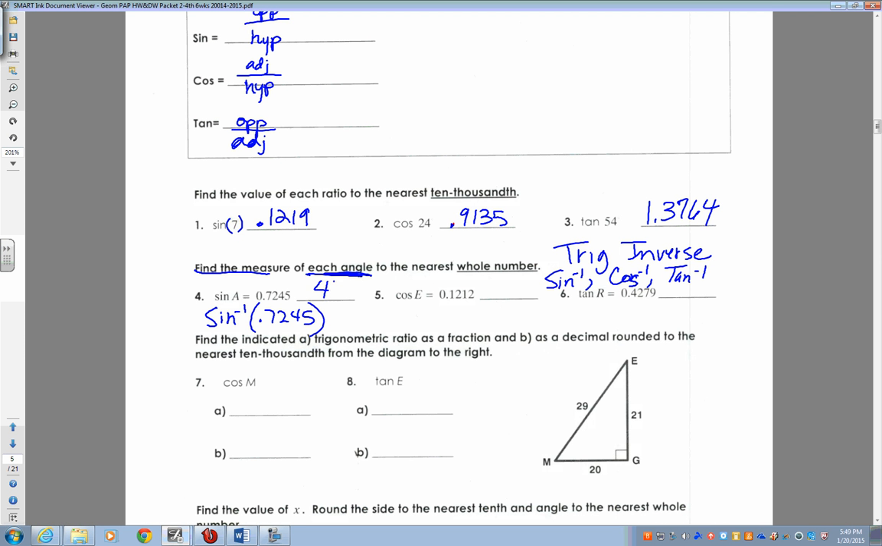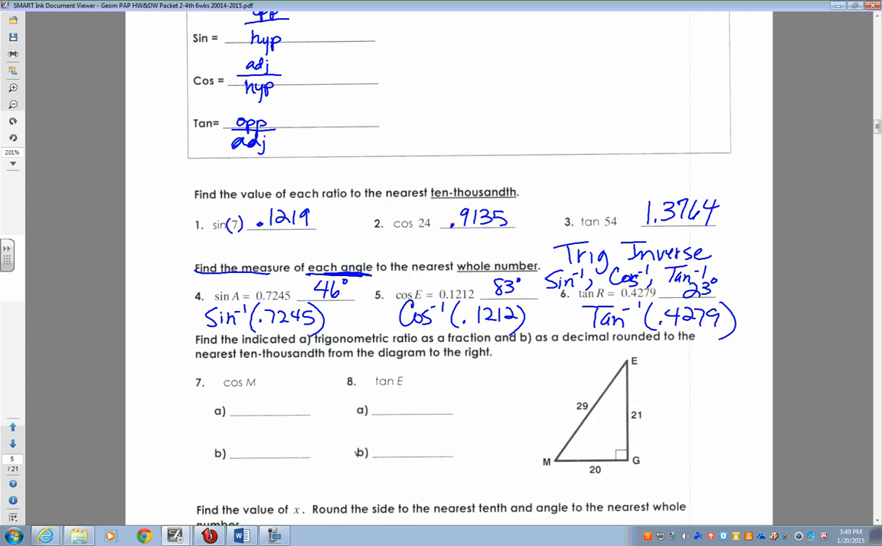Okay, so the first one, we have it at 46 degrees. Now we're going to do the cosine inverse of 0.1212 and do your tan inverse of 0.4279 and see if you get that answer. I'll give you some time, and then check your work. Pause the video if you need to. So for cosine inverse, you should have got 83 degrees. And then for the tangent, 23 degrees.